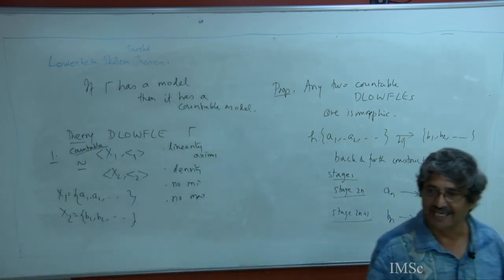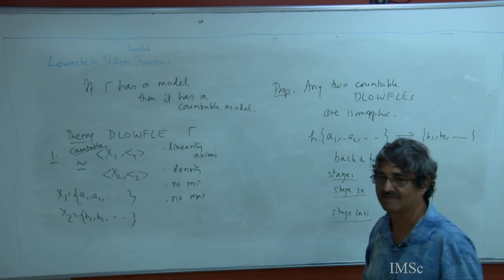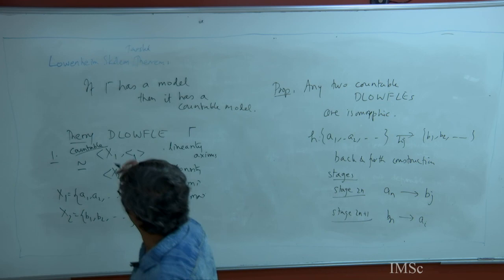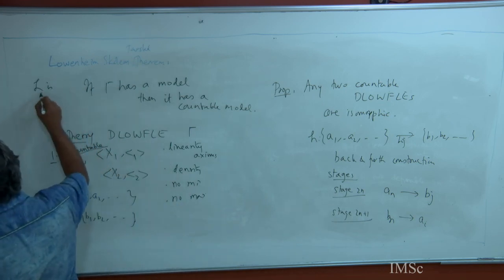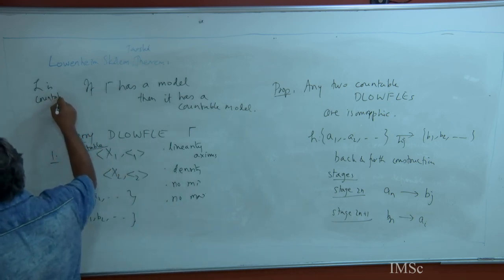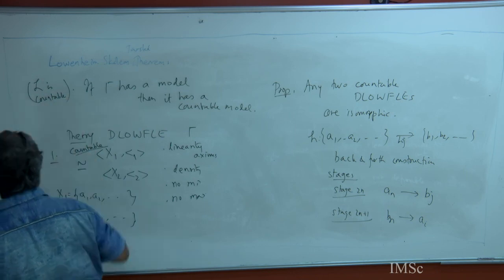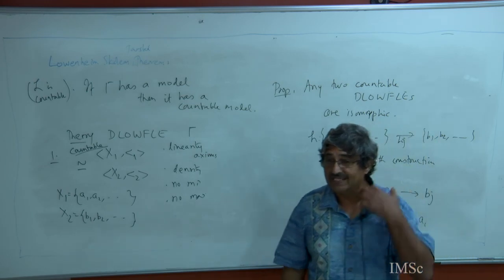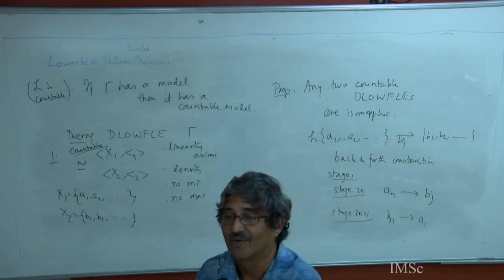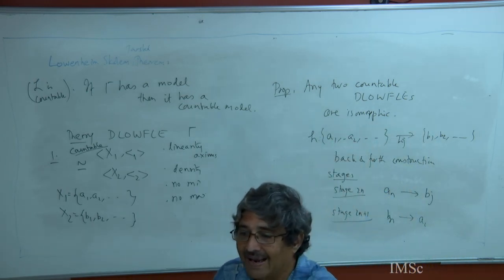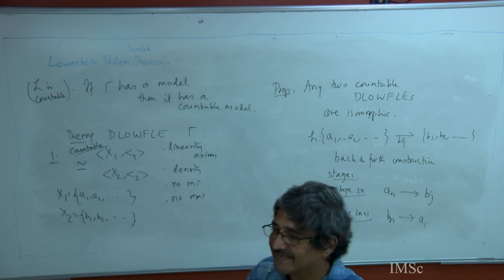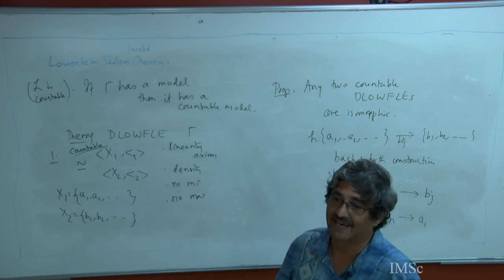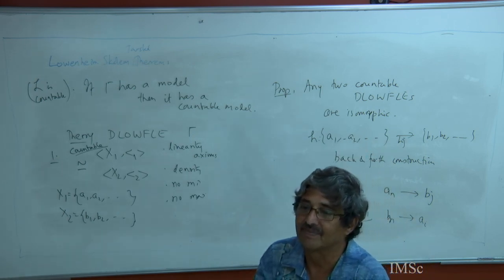If a set of sentences has a model at all, then it has a countable model. Now, here I am assuming that L is countable. Why is this true? We've already proved it. How did we prove it? Well, completeness theorem, right? If it is satisfiable, it's consistent in your Hilbert system.